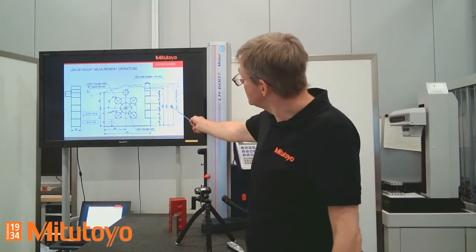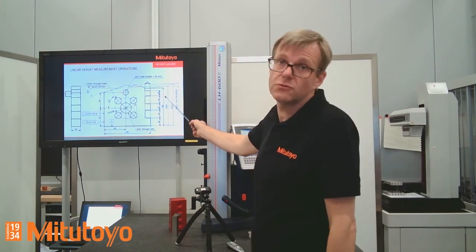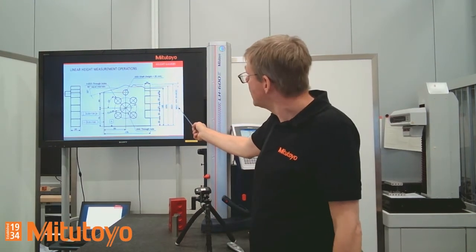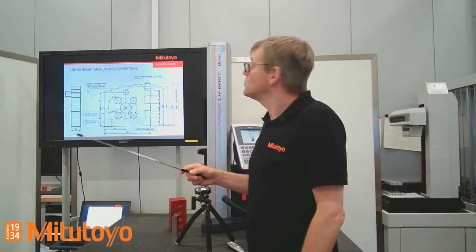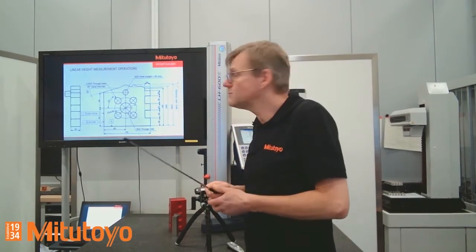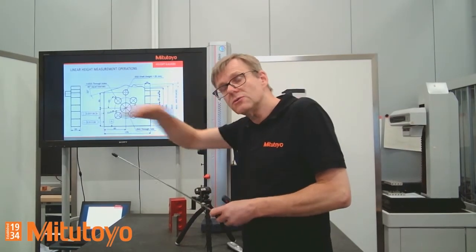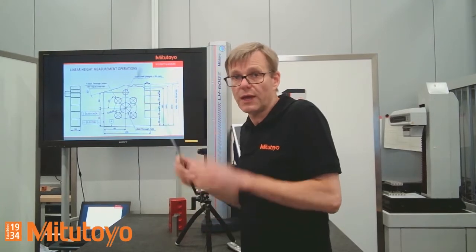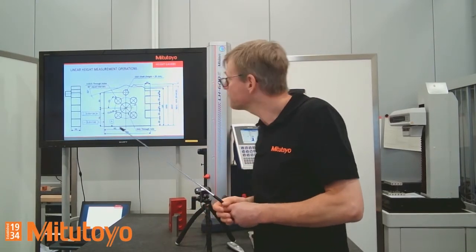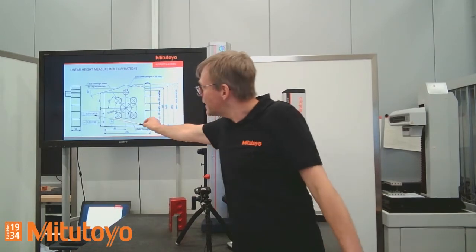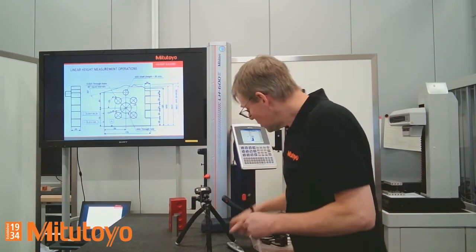Something else, you can do maximum measurement, minimum measurement, and maximum minus minimum measurement, which is a range. For example, for a runout, or if you would like to know the straightness or the form deviation of any kind of surface. Additionally, you can measure perpendicularity and straightness. This is something I would like to show you later on.